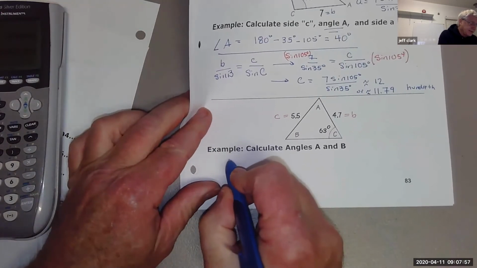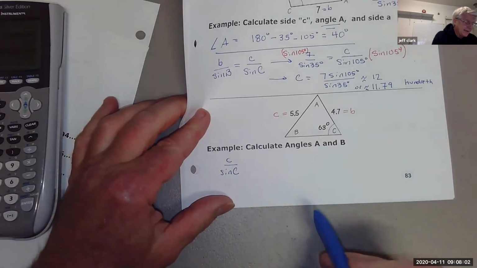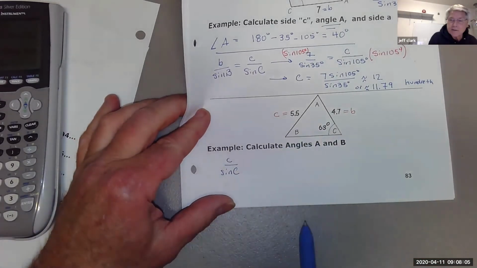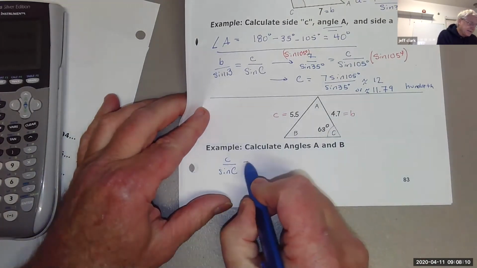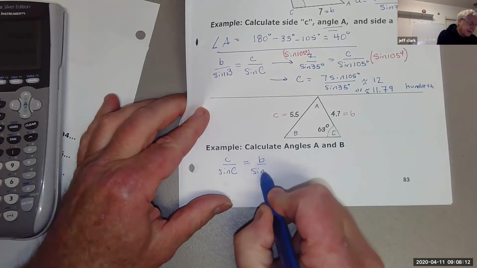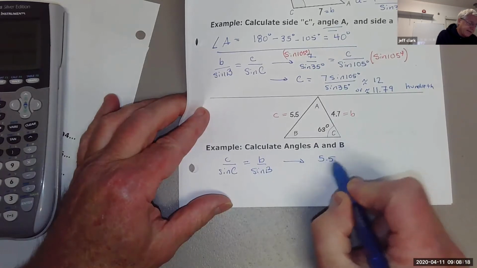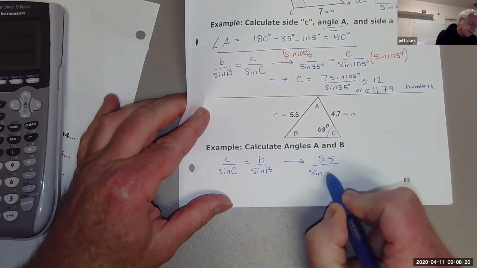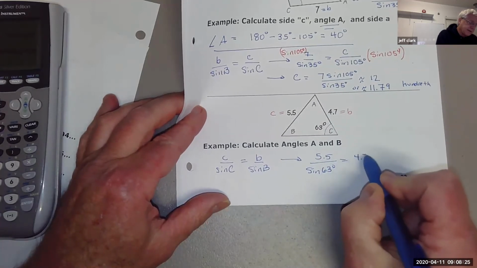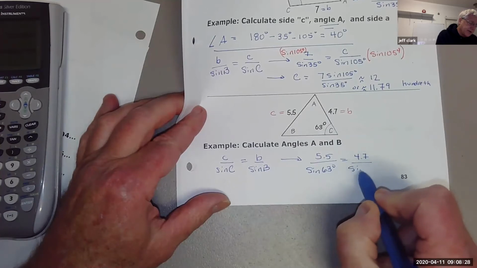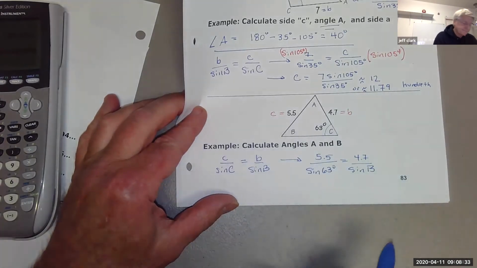So I'm going to have little c is to sine big C. And then let's see, I guess I'm going to use the b's because I have the side b. So that's equal to b is to sine angle b. Okay, here we go. 5.5 is to sine of 63 degrees as 4.7 is to sine of, and I don't know, that's what I'm trying to find, big B.